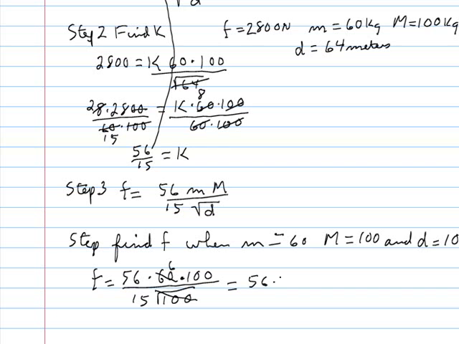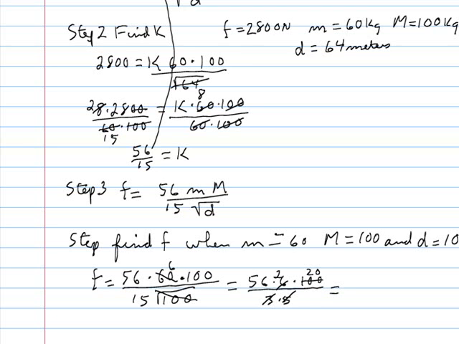I'll do 56 times 6 times 100 over 3 times 5. 15 is 3 times 5. So I'll cancel the 3 into the 6 and get a 2. I'll cancel the 5 into the 100 and get a 20. So this is just going to be 40 times 56. I'll put that on my trusty calculator. 40 times 56.